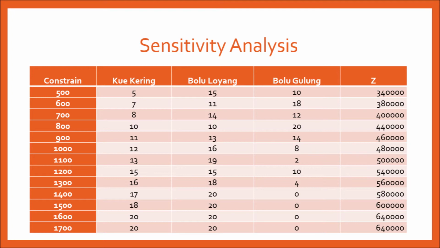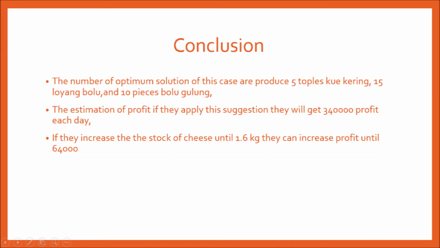How to read the table: if we change the maximal supply to 600 grams, the optimum solution will be 7 Q-Kering, 15 Bolu Loyang and 10 Bolugilang, and the maximum profit will increase until 38,000.